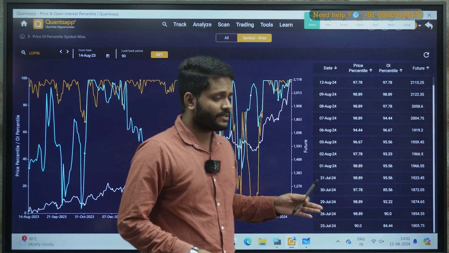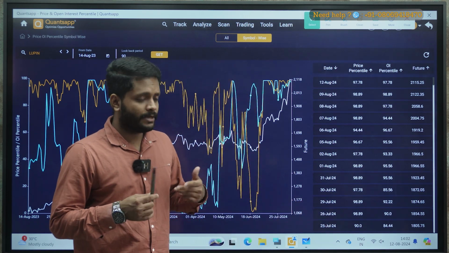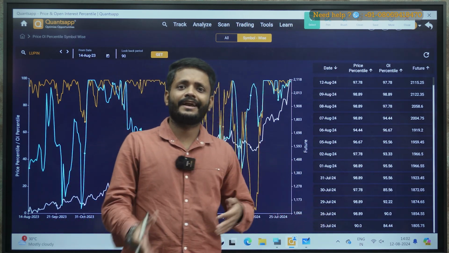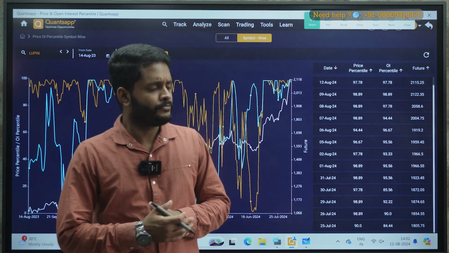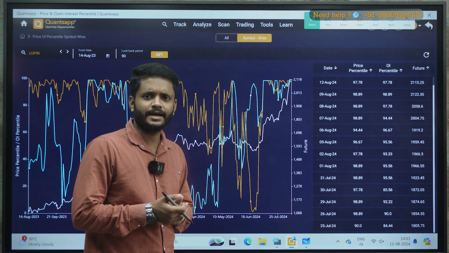Okay, so most of the time there is a possibility that you might be checking, but you might have already missed the trade, say 2 days back, 3 days back. The trade might have got initiated and you might not have been there at the right time.